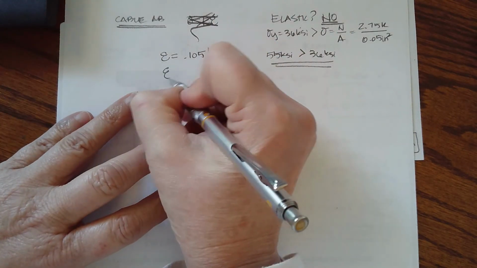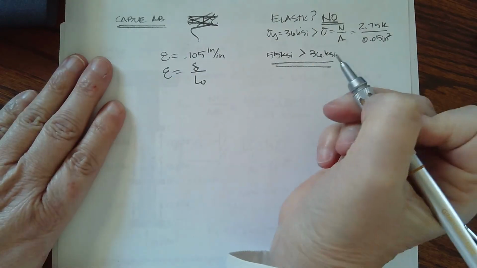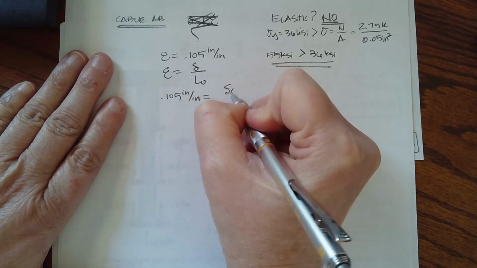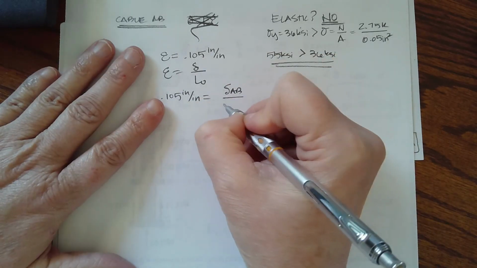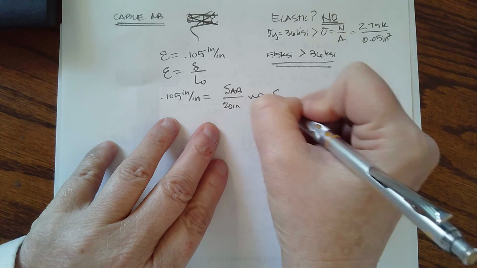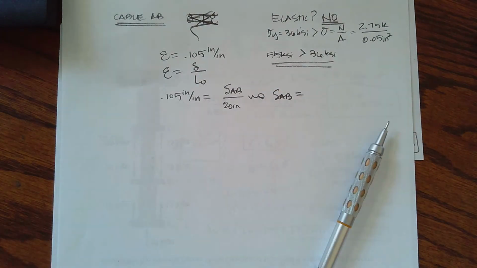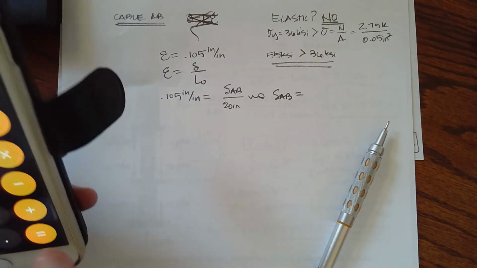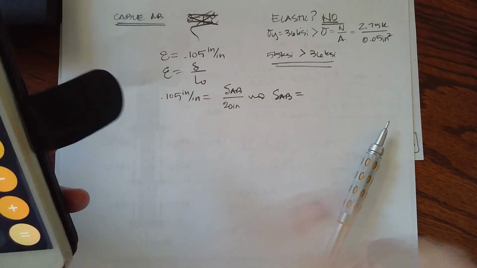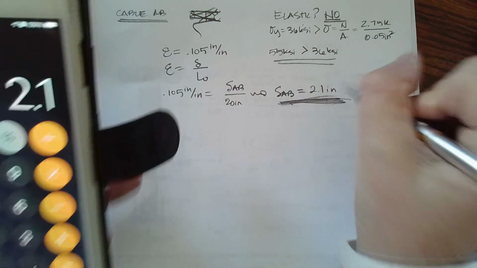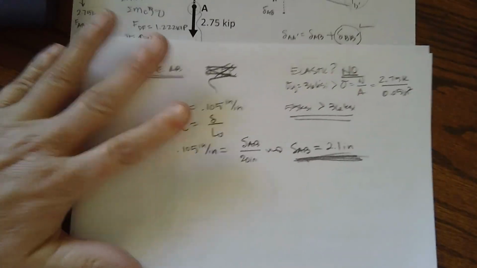What is strain? Strain is change in length over original length. So I have 0.105 inch per inch, that's my strain, equals the actual change in length of cable AB, and my original length was 20 inches. When I do this, delta AB equals 0.105 times 20. So I have 2.1 inches. I'm going to tell you that is much bigger than what I would have gotten had I just used stress equals E times strain. So now we've got all the pieces of our puzzle.